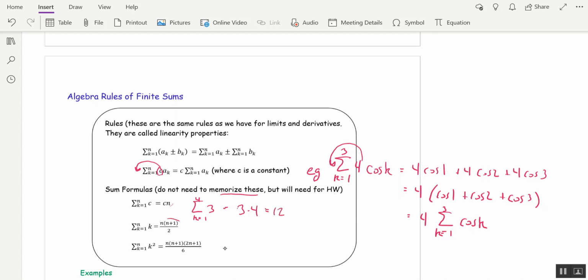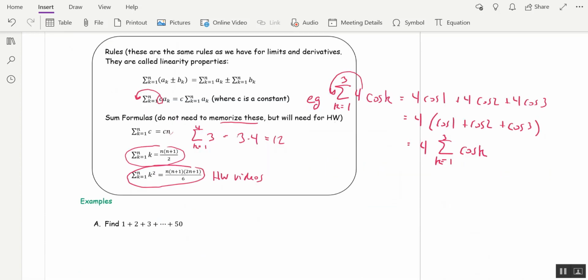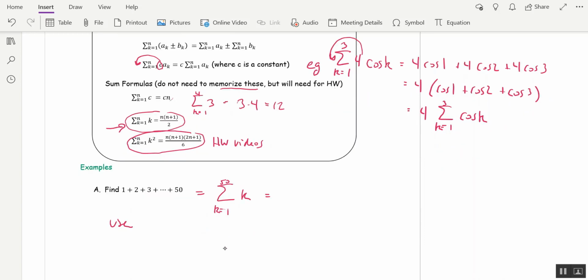We're going to look at this example below, and this one you've got videos of in your homework. I'll just write homework videos. All right, so let's look at this guy. Add up the numbers from 1 to 50. If I write this in closed form, this is the sum, k equals 1 to 50 of k. So we're going to use the formula n times n plus 1 over 2.